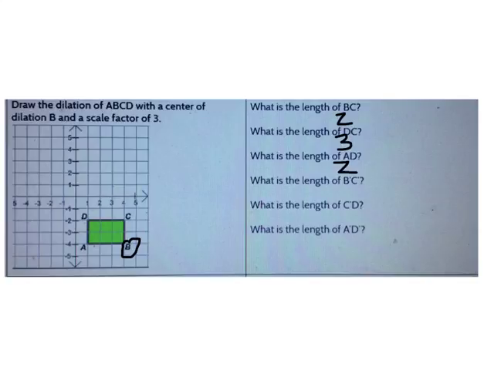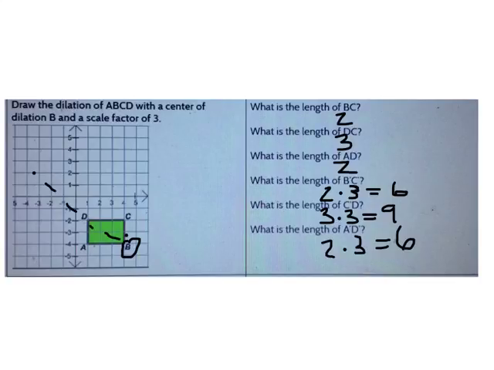In my dilated figure, what will be the length of B prime C prime, C prime D prime, and A prime D prime? B prime C prime will be 6 units long, C prime D prime will be 9 units long, and A prime D prime will be 6 units long. So the 2 vertical sides of the rectangle will be 6 units long, and the 2 horizontal sides will be 9 units. Remember that when I dilate from point B, the points increase their distance from B on straight lines.